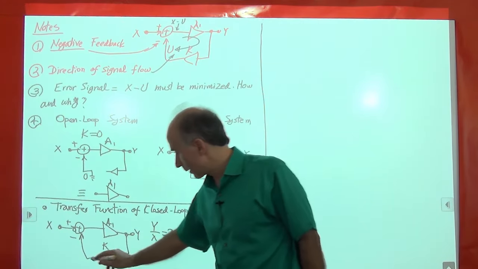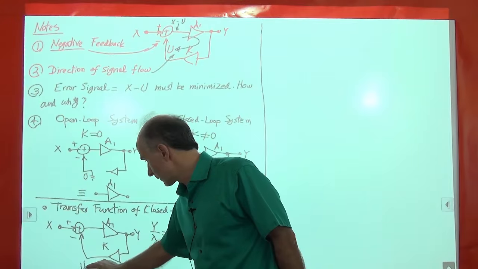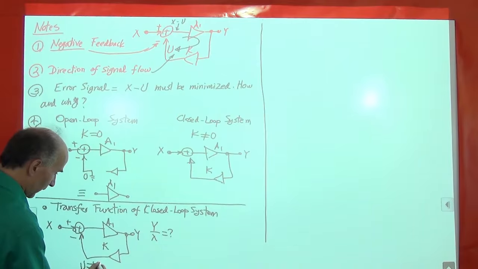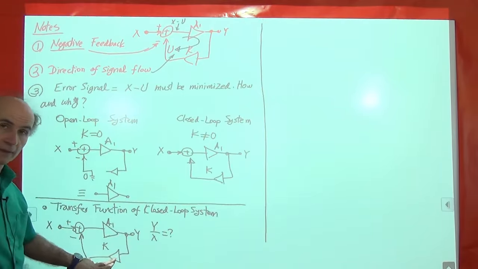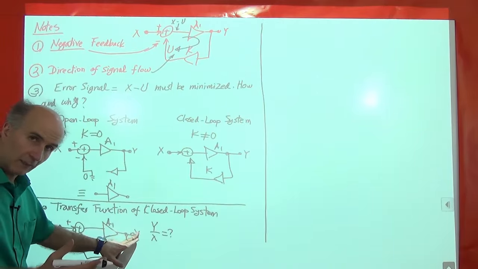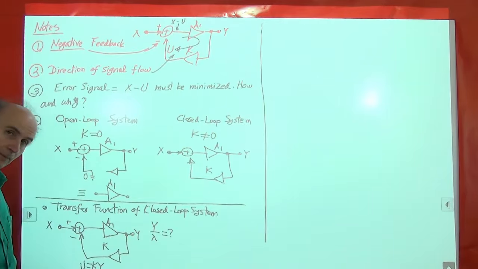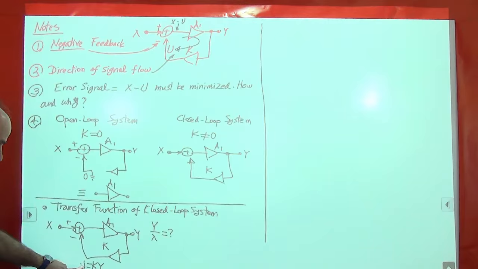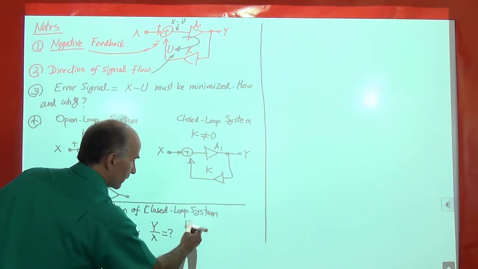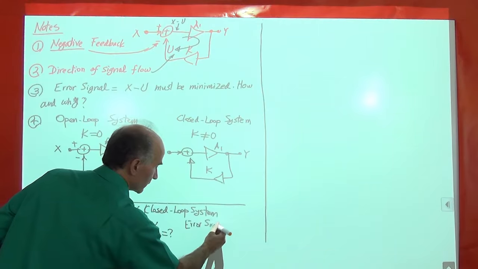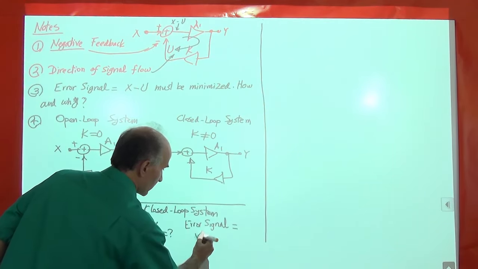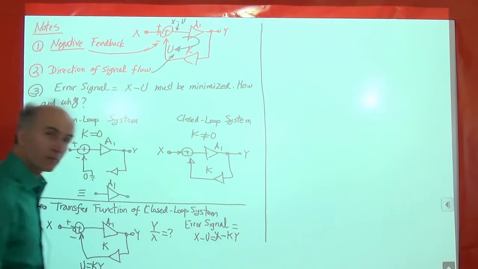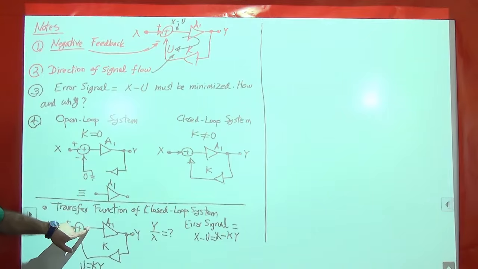Well, if this is Y, how much is U, the feedback signal? U is given by K times Y, right? So K times Y, we said that's all this network does. It takes the signal at this point, multiplies it by K, and generates it here. Then how much is the error signal? The error signal is X minus U, so X minus K times Y. Okay, so here we have X minus KY.